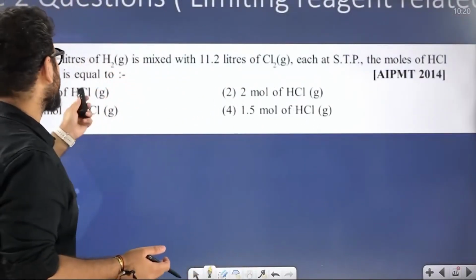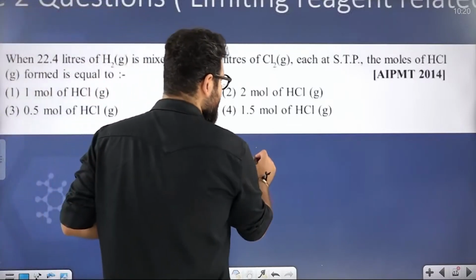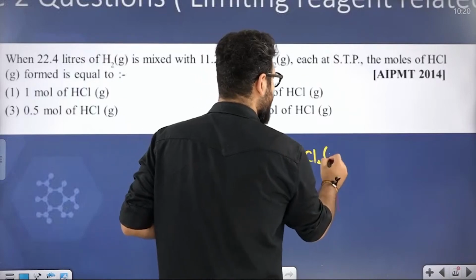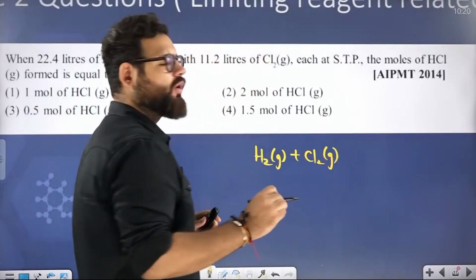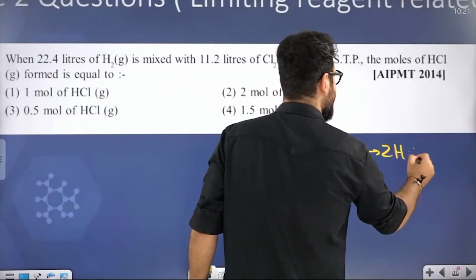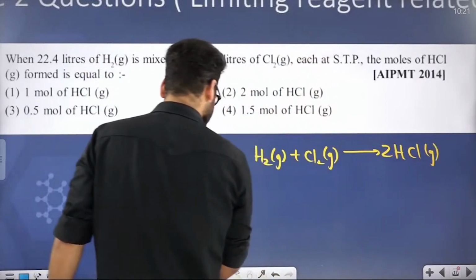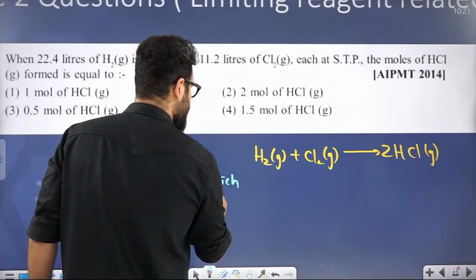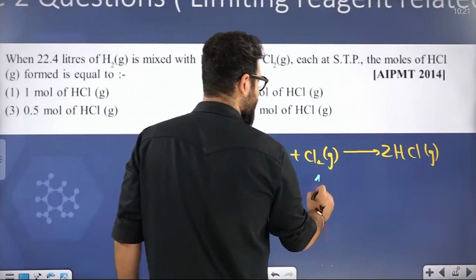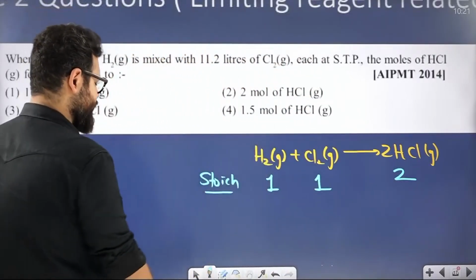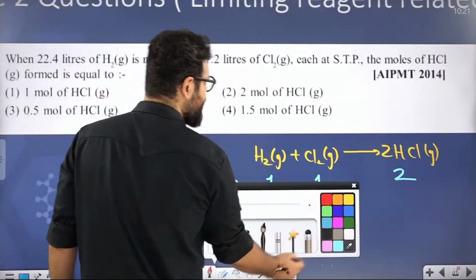H2 mixed with Cl2 to give HCl. The reaction is H2 gas reacts with Cl2 gas. All of you see here, it gives 2HCl. This is the reaction. So tell me, what is the stoichiometry? 1, 1, 2. Stoichiometry 1, 1, 2. Now we will read the question and we will see why it is from limiting reagent.